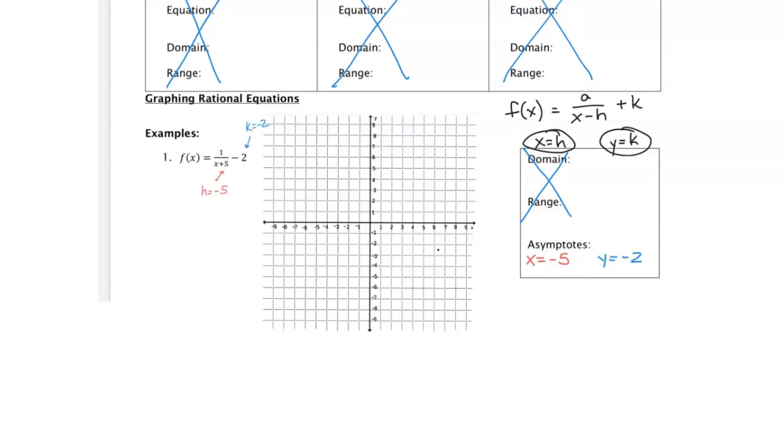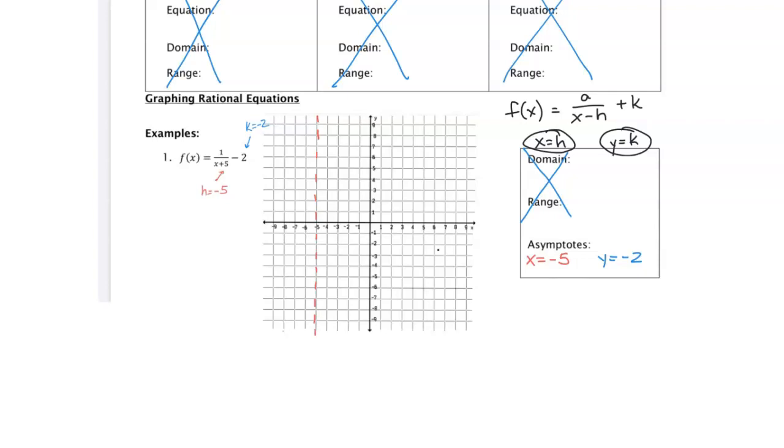When we go to graph these, we'll start off with x equals negative 5. So on the x-axis, let's find negative 5. It's here. With it, we're going to draw our vertical line. It's a dashed line, and again, it's vertical. So this would be our first asymptote.